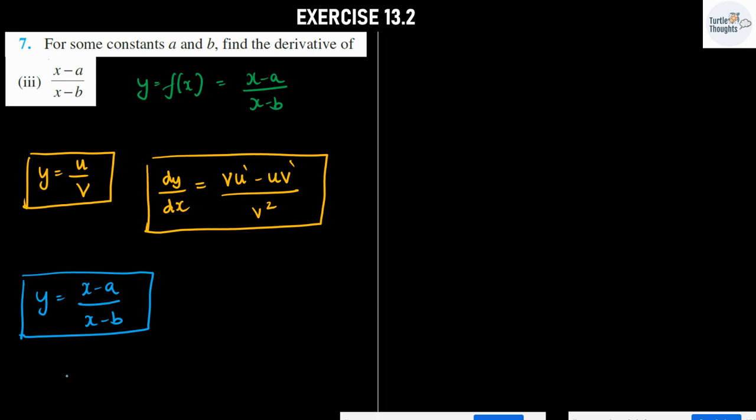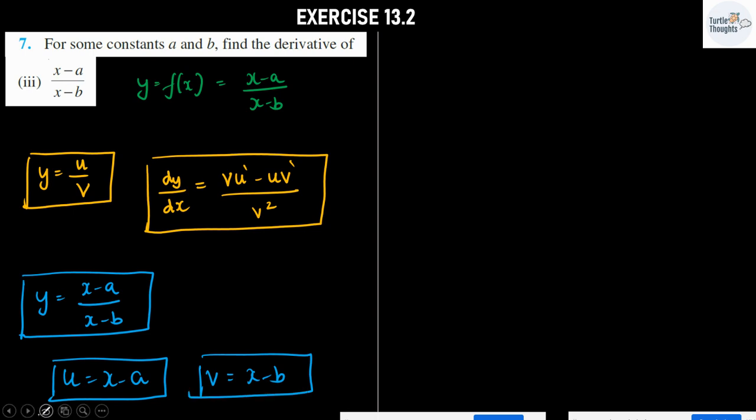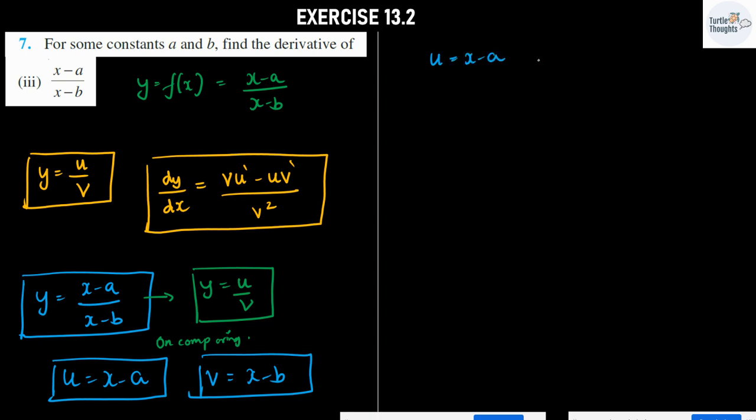then the value of u can be taken as x minus a. Similarly, the value of v can be taken as x minus b. Let me write over here, this is compared to u divided by v. All right? On comparing, if u is equal to x minus a, then u dash is the differentiation of x minus a. a is a constant. The differential of x is equal to 1.